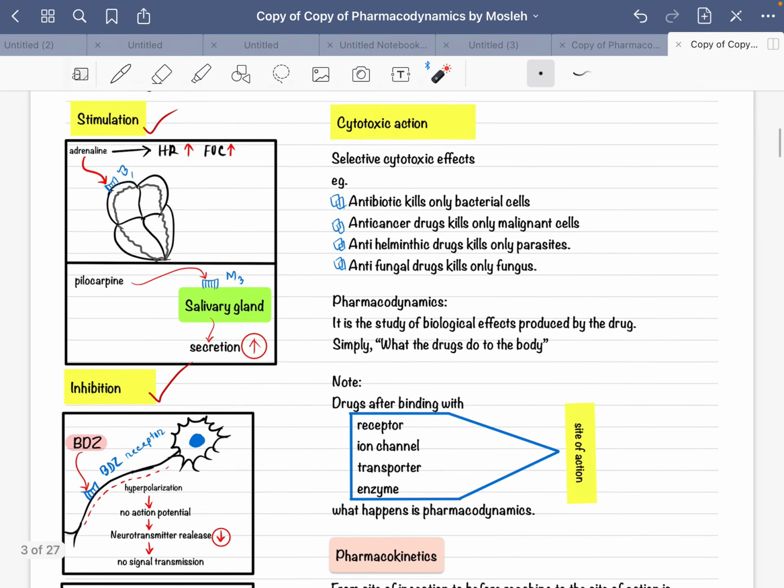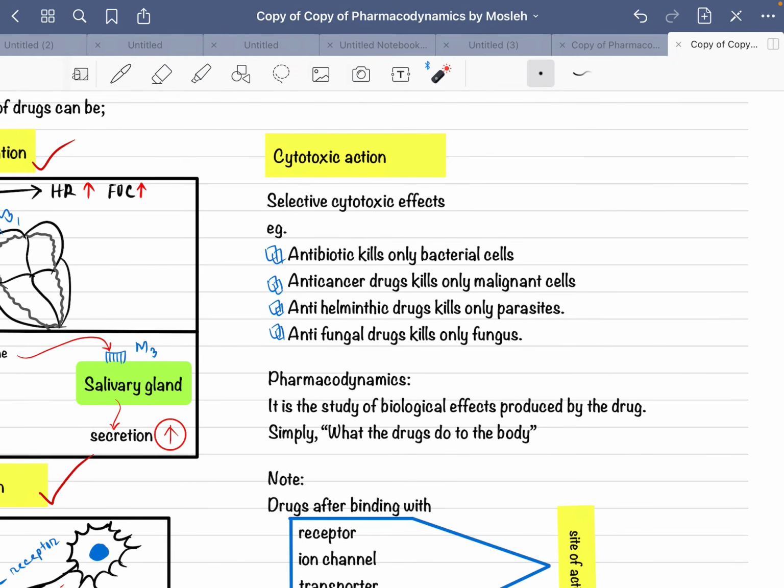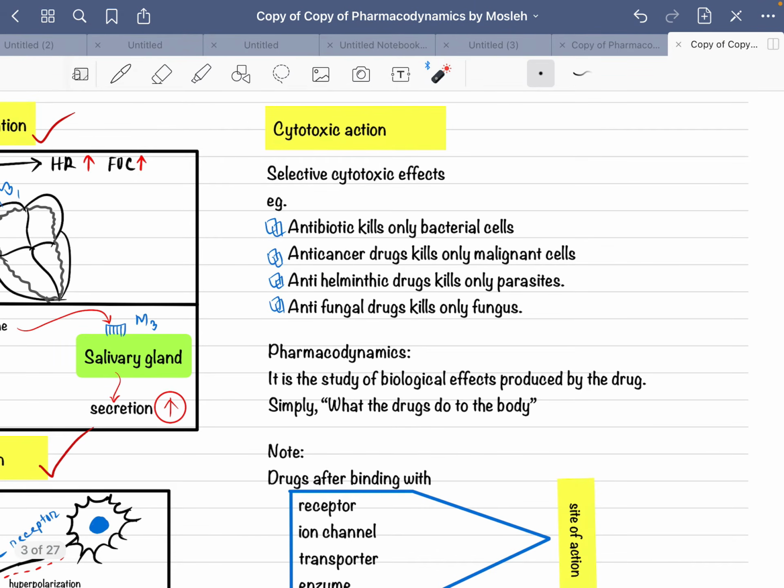So in the previous 3 examples, you have looked that the drug either stimulates or suppresses the endogenous effect. But in case of cytotoxic action, the drug directly harms the cell. It doesn't stimulate or suppress the action of the cell. It directly causes death of the cell.